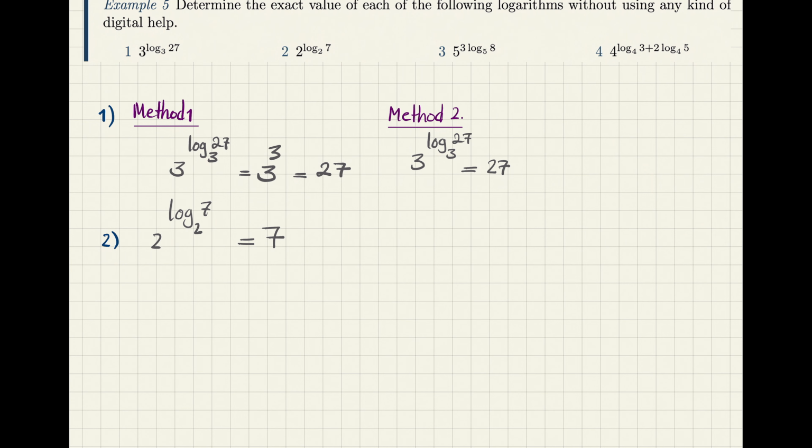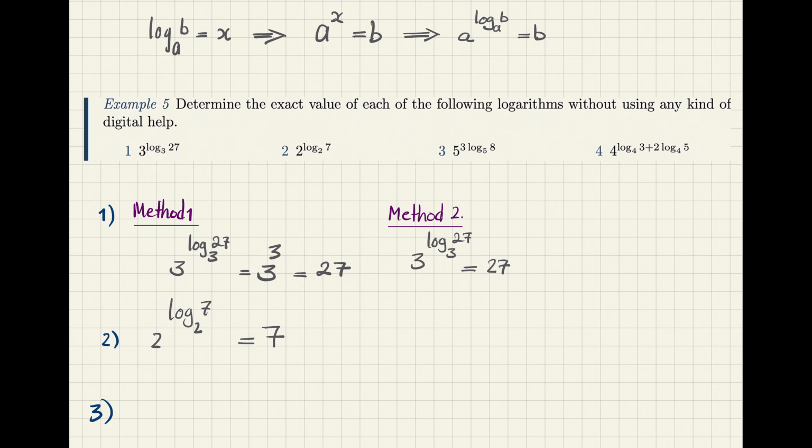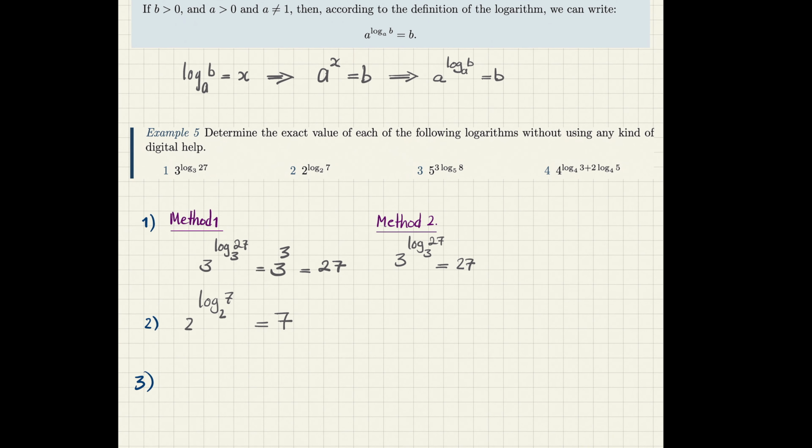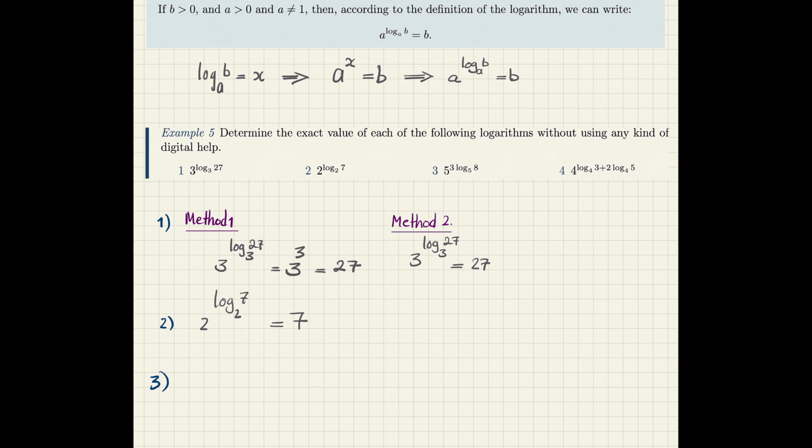Now number 3. What can you do for number 3? Don't be in a hurry. So let me make it a little bit smaller. So 5 to the power of 3 log of 8 base 5. How can I simplify that? Don't be in a hurry and then say that, okay, I cancel these things, it becomes 8. 8 times 3 is 24. No, that's completely wrong.